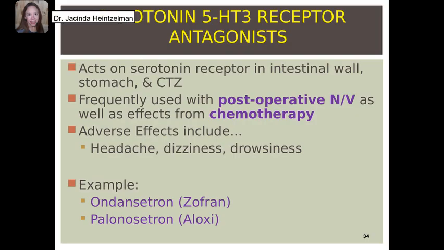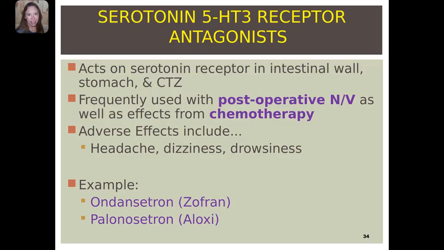Within the brain, when somebody is going to vomit, so triggering that vomiting center in the brain, another center in the brain is going to be a chemoreceptor trigger zone, also known as CTZ, and that's also going to cause vomiting. So we can give serotonin 5-HT3 receptor antagonists. And what exactly does this do? Well, it's going to act on serotonin receptors in the intestinal wall, going to act on the stomach, and it's also going to act on that chemoreceptor trigger zone in the brain, that CTZ.